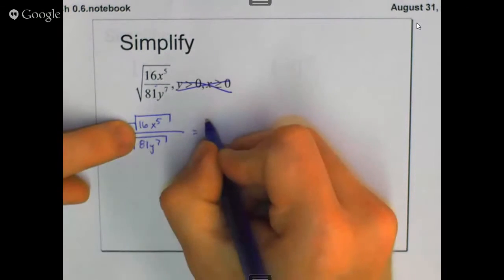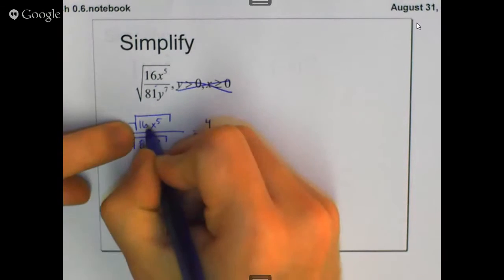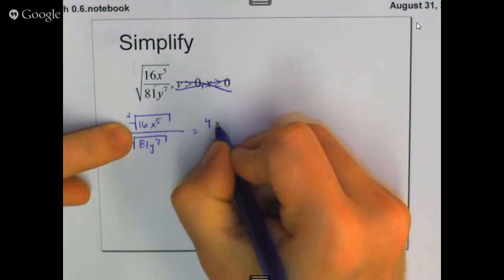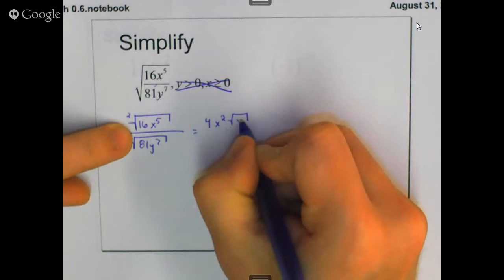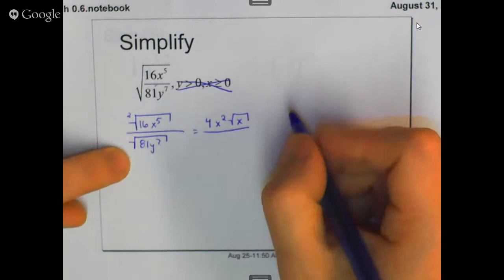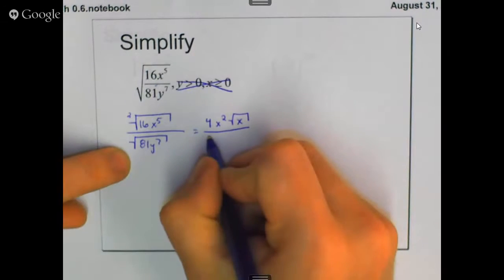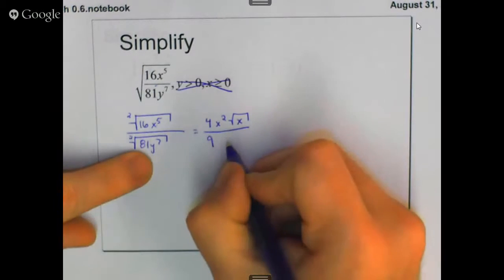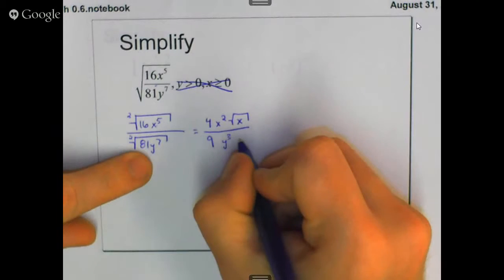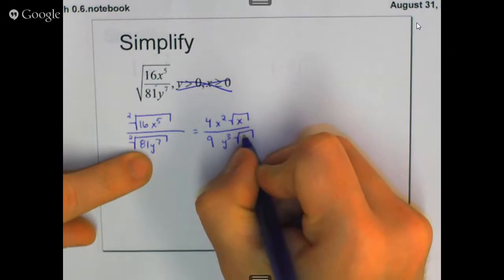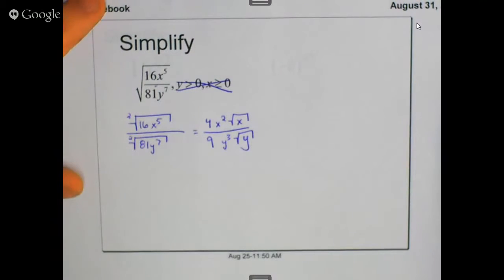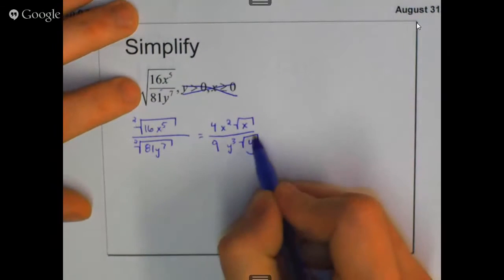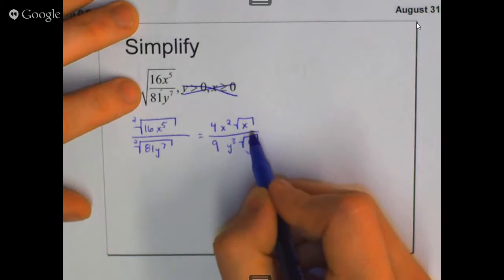Well, the square root of 16 is 4. And how many groups of 2 can I make out of 5? So I can make 2 groups with 1 left over. Okay, square root of 81 is 9. How many groups of 2 can I make out of 7? Well, I can make 3 groups with 1 left over. Now you might say, wow, that was really easy. But notice here I have a radical on the bottom. Okay, I got to get rid of that.